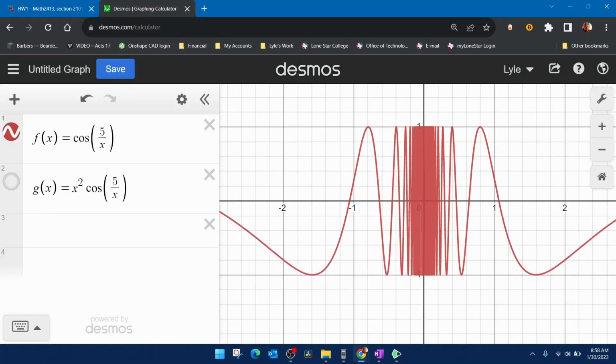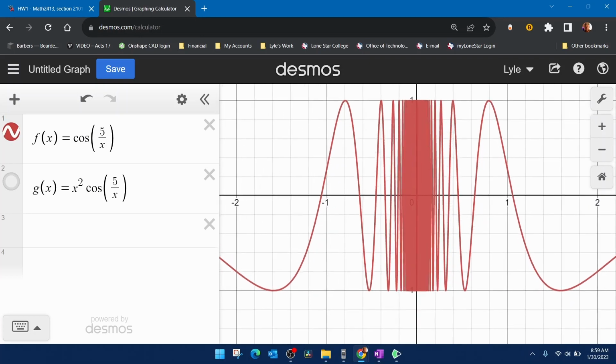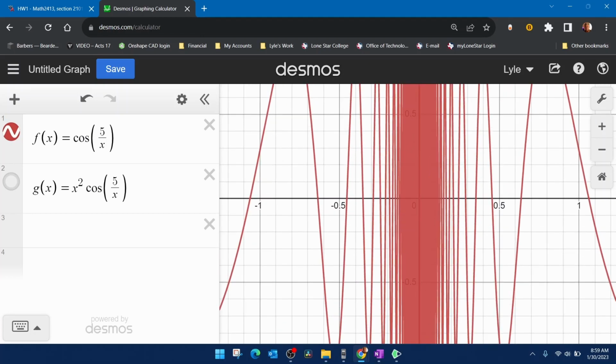If we go to Desmos and graph the cosine of 5 over x function by itself, we can see that as you approach 0, this graph gets almost solid so that you can't really tell whether it's going to be 0, 1, -1, or something in between. So by itself, the limit of this function is going to be does not exist, since you can't tell exactly what it's approaching. And if you zoom in on this graph, you're going to see the closer you zoom into 0, the more solid it gets. So that's not going to have a limit as we approach 0.